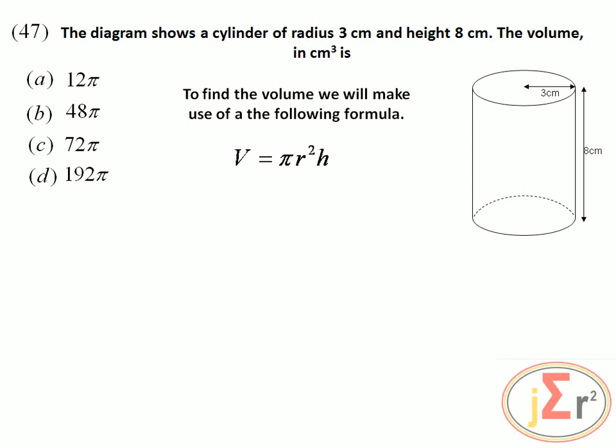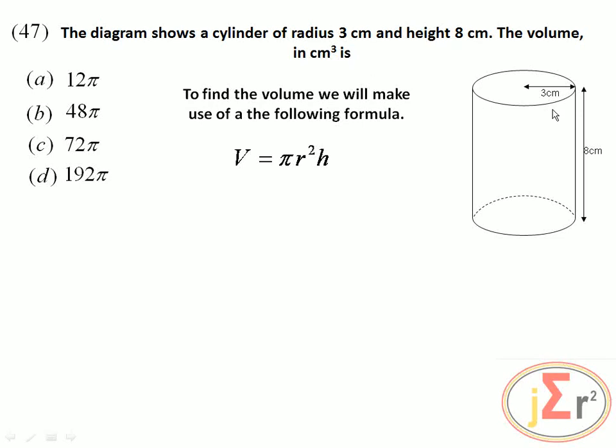Do not forget that a cylinder is a prism with circular cross-section. The volume of a prism is equal to the area of the cross-section multiplied by the length, or in this particular case, the height. And of course, the length or the height is expected to be perpendicular to the cross-section. So we have circular cross-section.